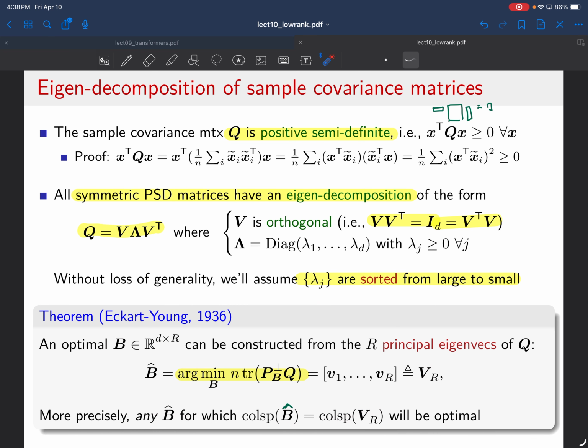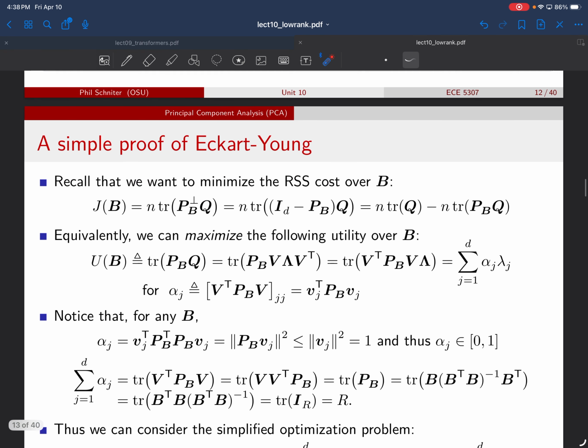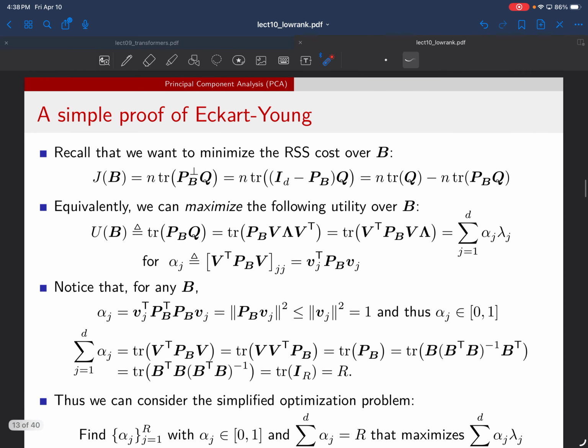Are there any questions about where we are? Okay. All right, so there are different ways to prove this. I think this is the easiest one that I've seen. So this is our objective, this is our cost. We would like to minimize this over B.